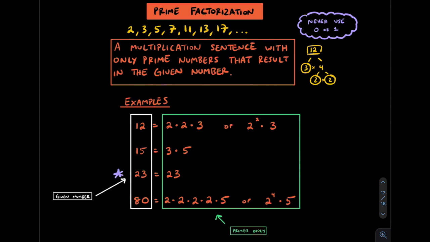Finding the prime factorizations for prime numbers is super easy. It's just the number itself. If you were thinking that you might have to write something like 23 times 1, think again. You can't use 1 in prime factorizations because it's not prime. So if you ever have to find the prime factorization for a prime number, just write the number itself.